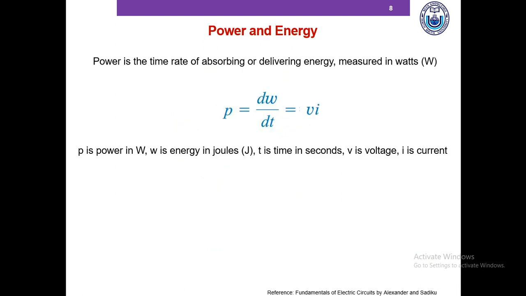Okay, so the definition of power is the time rate of absorbing or delivering energy, and the unit of power is watts. So power is equal to the rate of change of energy. W here is energy, so P is equal to dW/dt. Power can also be computed simply by multiplying the voltage and current of an element.